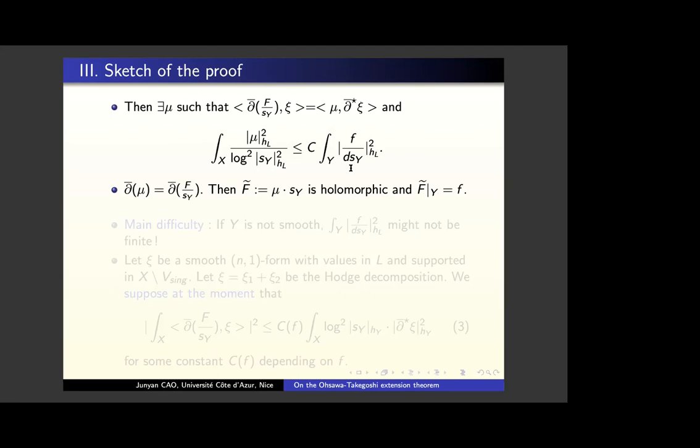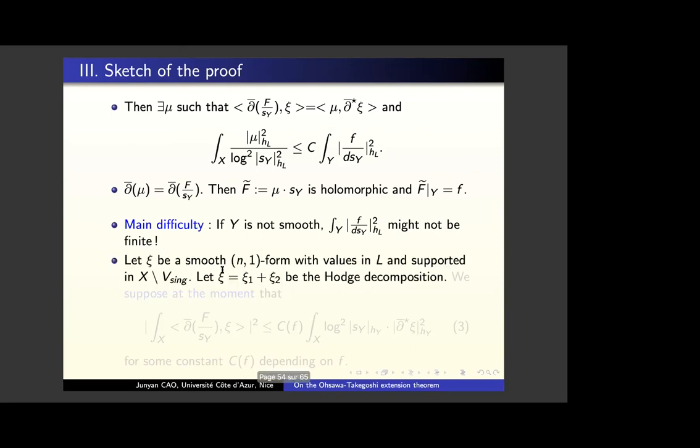So that finishes the proof of the Ohsawa-Takegoshi extension theorem in case one, where Y is smooth. In fact, this can be seen as a direct consequence of Yintong Hsu's equality. Now the main difficulty, as we explained before, is that in the case where Y is not smooth, this integral might be divergent. So in this case, how can we prove our result?